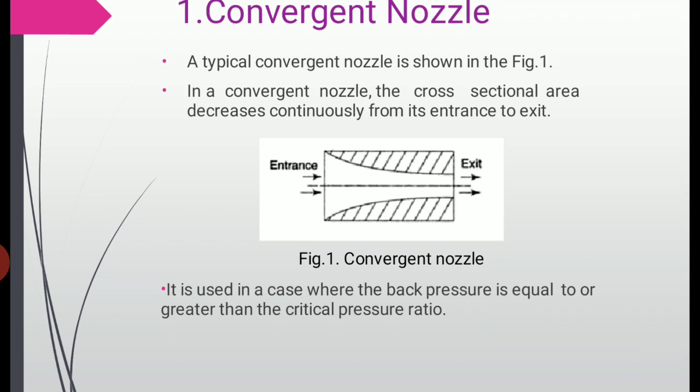In a convergent nozzle, the cross-sectional area decreases continuously from its entrance to exit. It is used where the back pressure is equal to or greater than the critical pressure ratio. What exactly is back pressure? I'll talk about it in coming slides. So this is where the cross-sectional area goes on decreasing from entrance to exit.